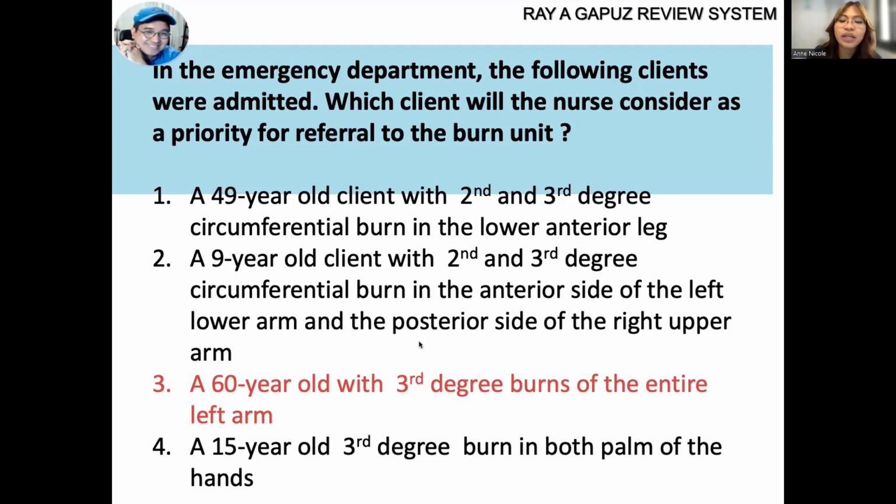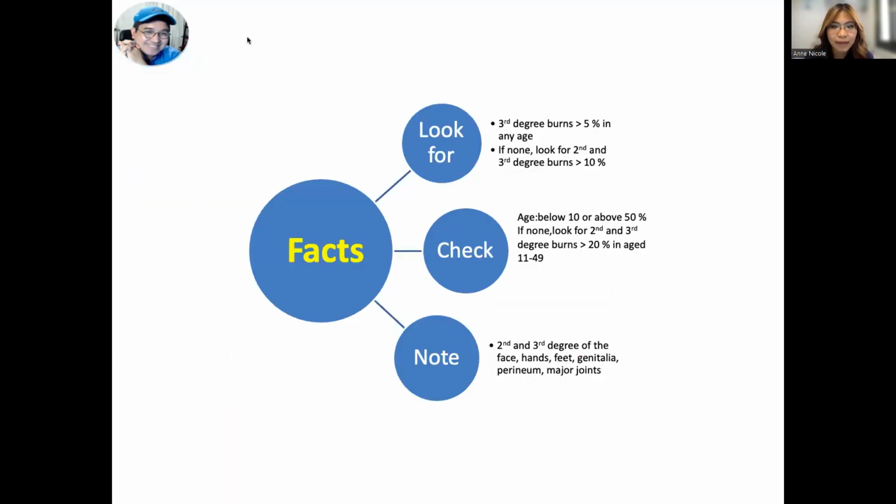Okay, so do you understand how you would prioritize your burn clients? Do you guys understand this concept?